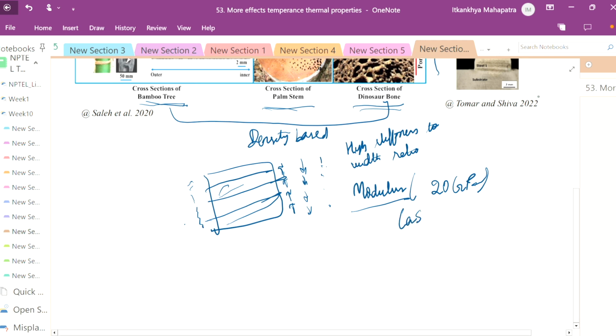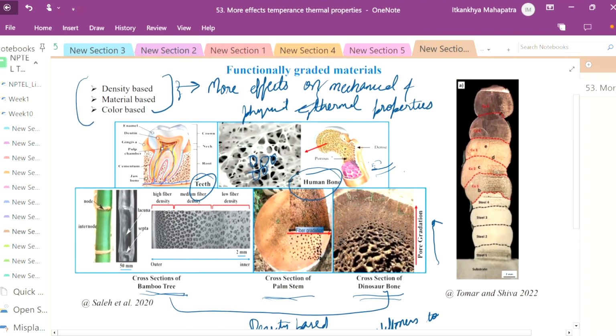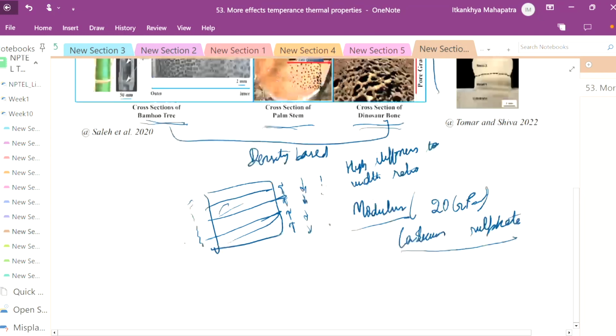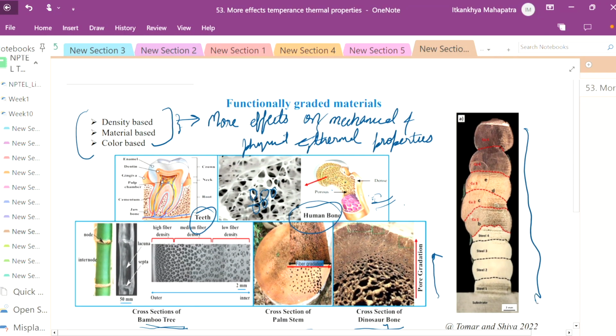Calcium sulfate, these have high density as compared to 20 gigapascal. So how does this modulus decrease? This modulus is decided by our functional gradation.